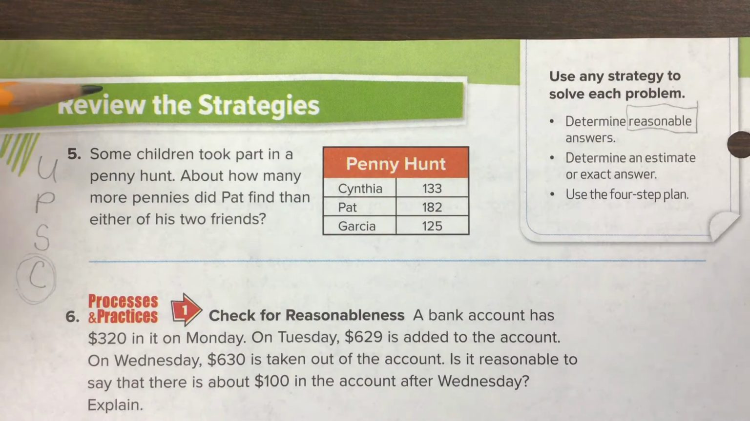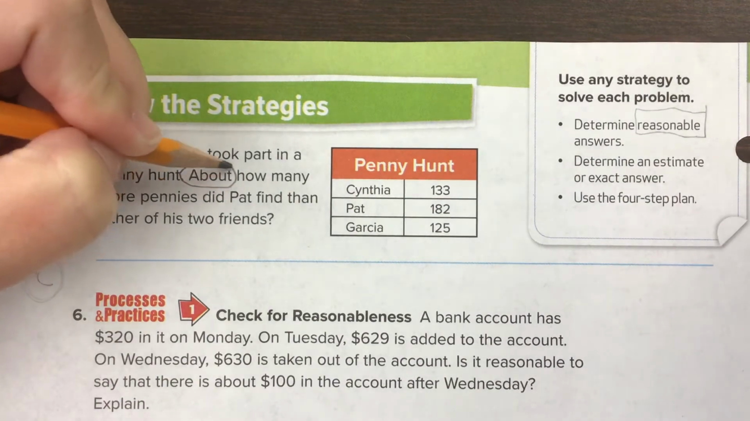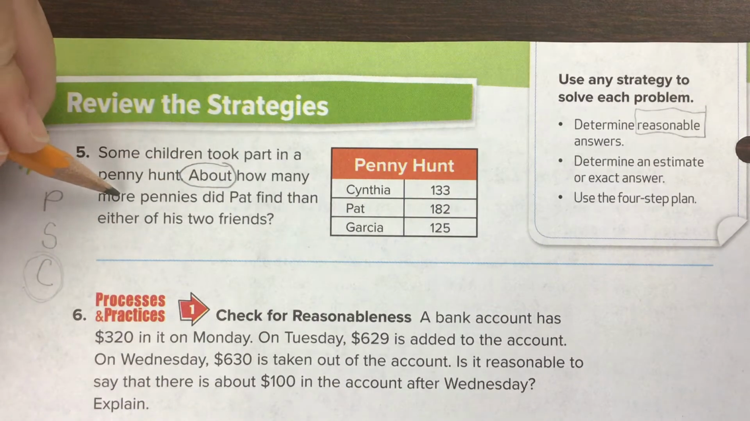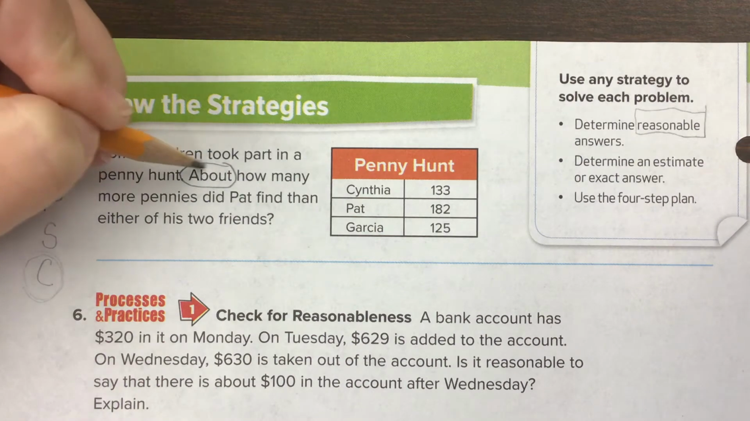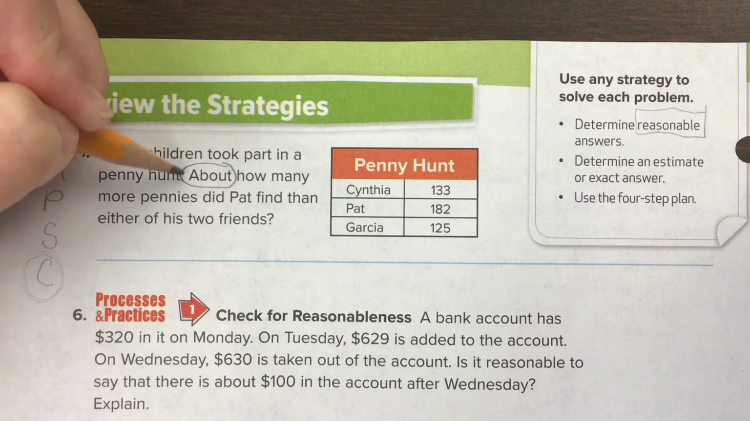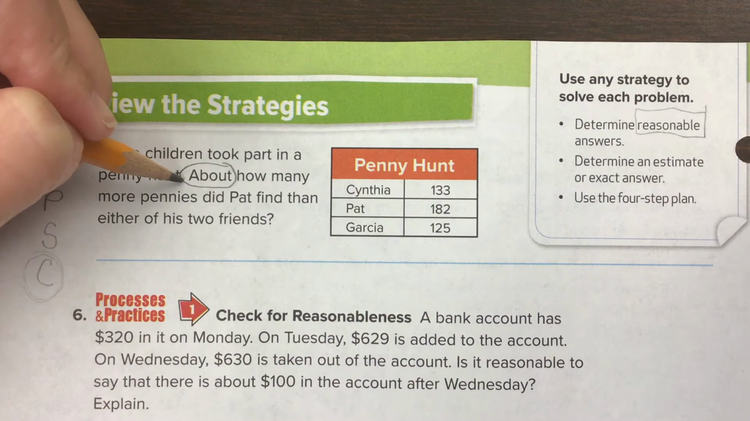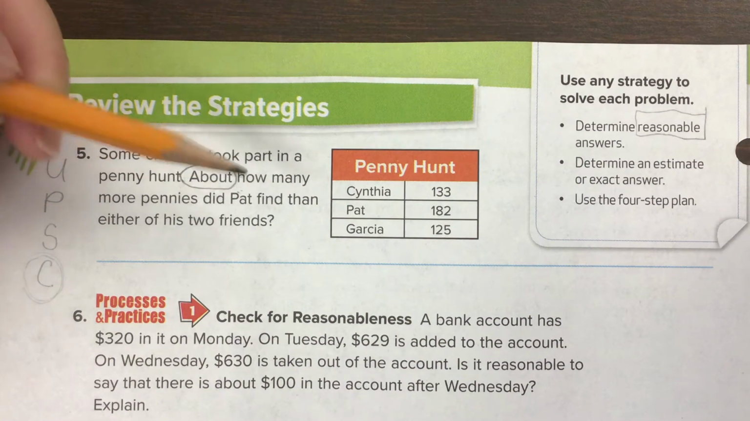Some children took part in a penny hunt. About how many more pennies did Pat find than either of his two friends? Okay, so about is my clue word here. That tells me that I'm going to estimate. I'm not finding an exact answer. I'm finding an about answer. So, about how many more did Pat find than his two friends?